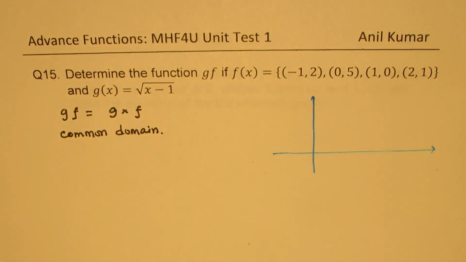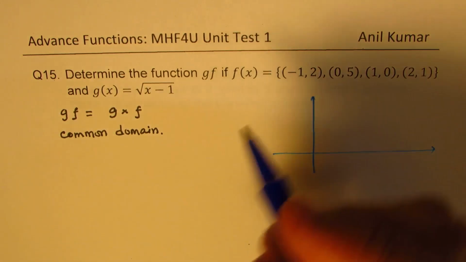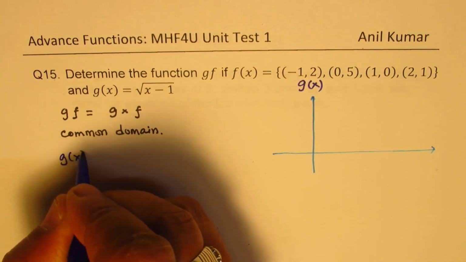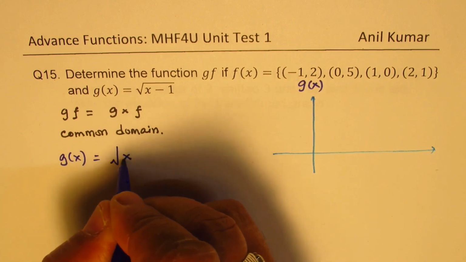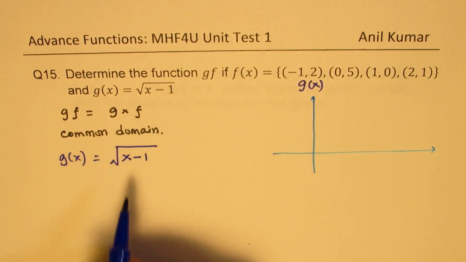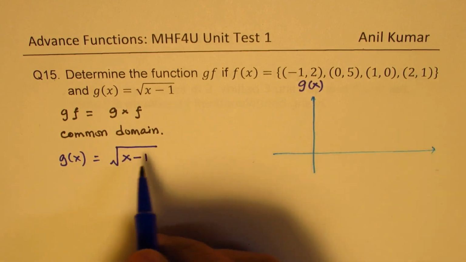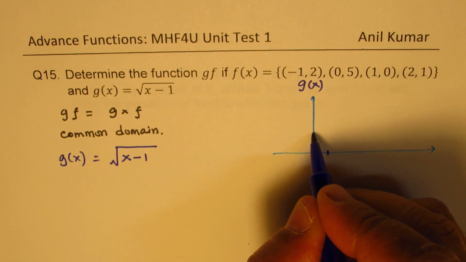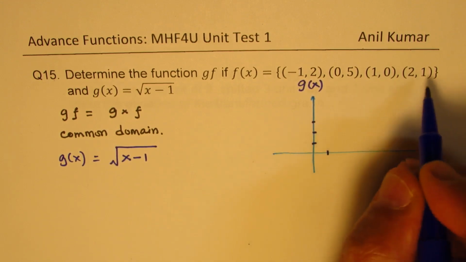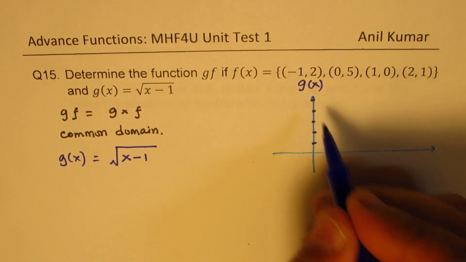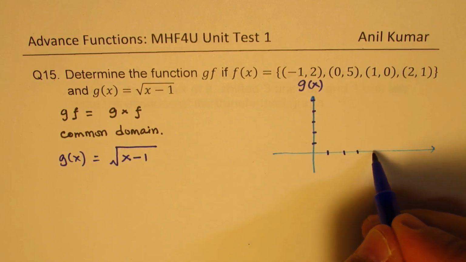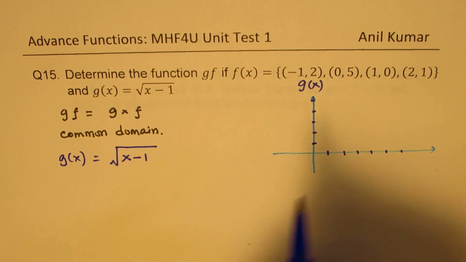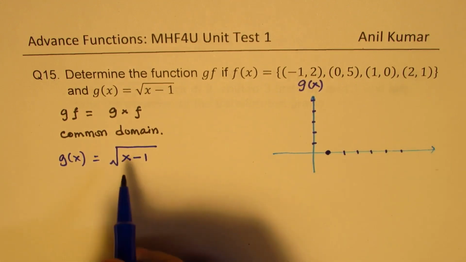Now let's try to sketch the function. Let me sketch g of x first. G of x is given to us as square root of x minus 1. So that means at 1, the value will be 0, right? So let's say this is 1 for us. Let me make some scale. 1, 2, 3, 4, 5. And here we have 1, 2, 3, 4, 5, 6. So if I substitute x equals 1, I get 0 here. So that is 1 point.